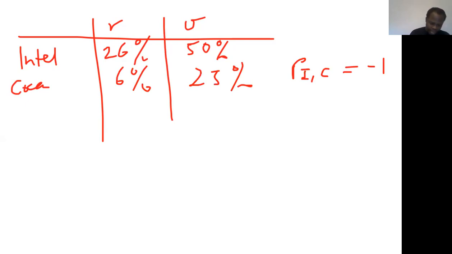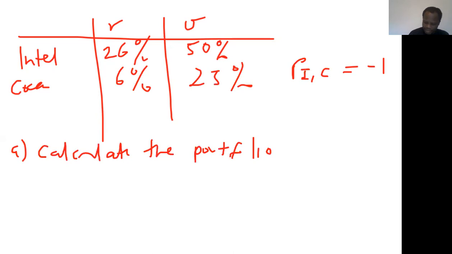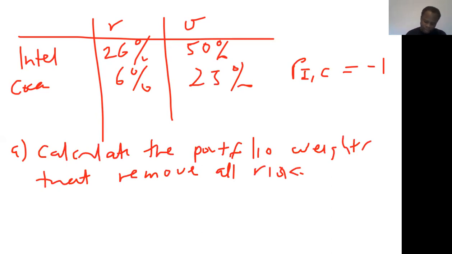So the question is, calculate the portfolio weight that removes all risk. It's okay. Now look at something. In this case, the risk represents the volatility or the variance of the portfolio. It represents the variance of the portfolio, right? That removes all risk. Great.